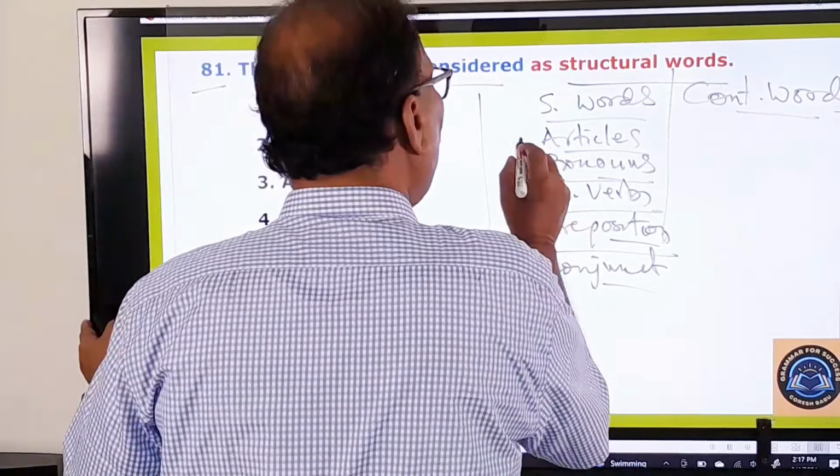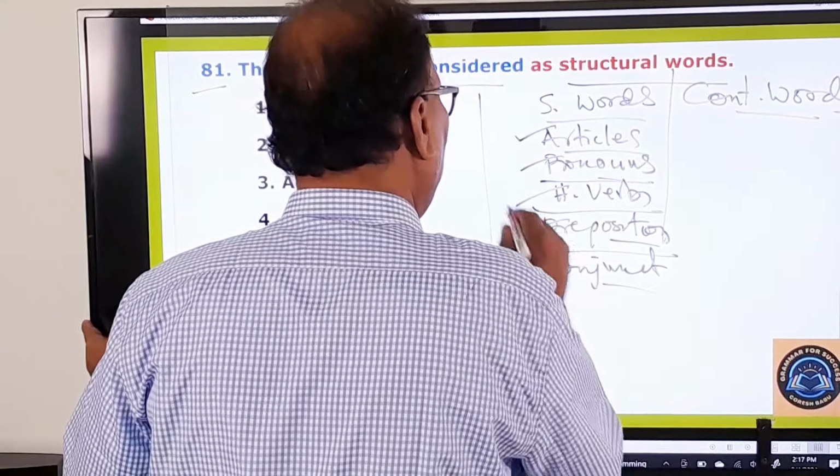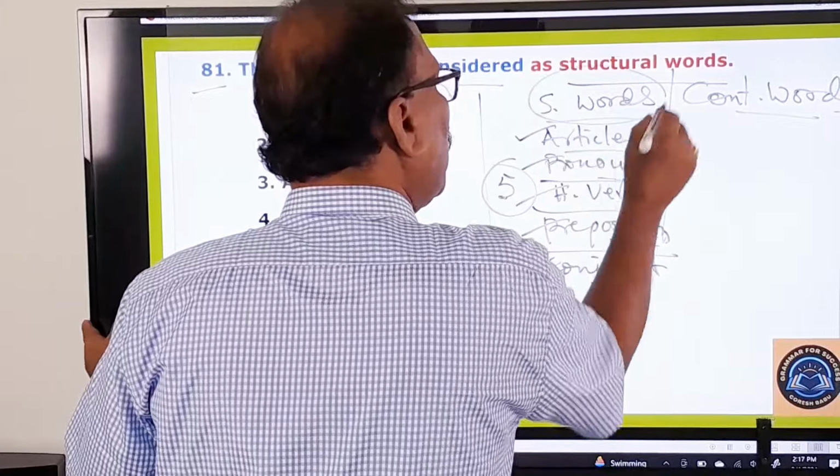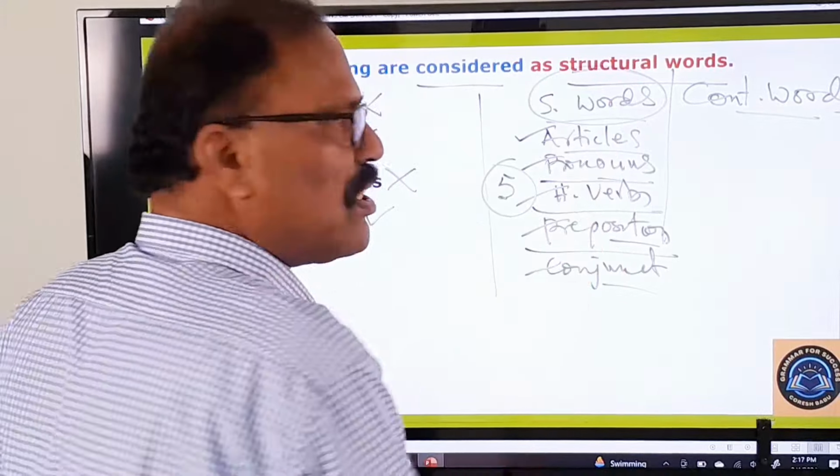So these are all, 1, 2, 3, 4, 5. These 5 kinds of words are called structure words. Keep these words in your mind.